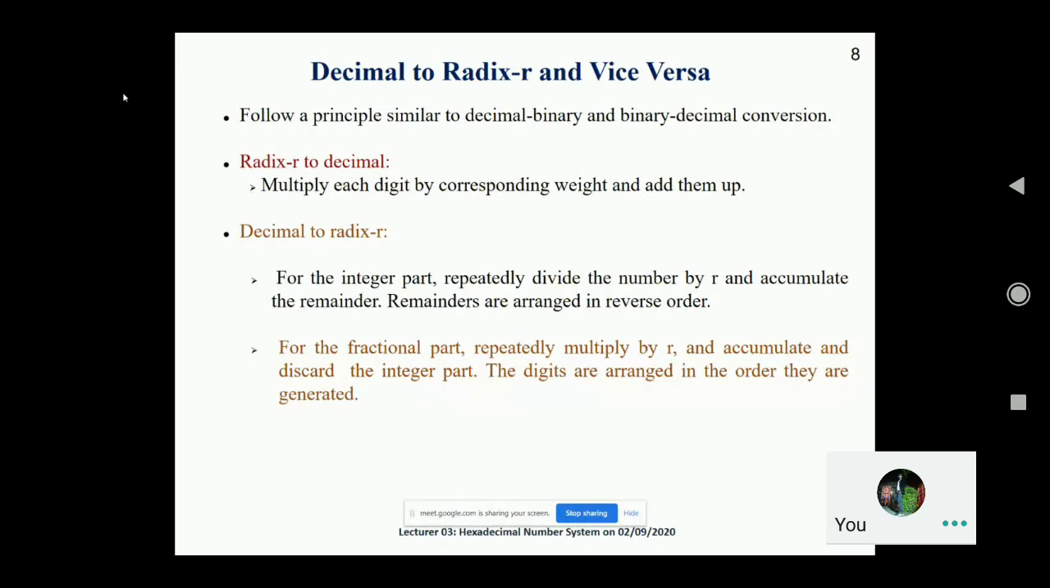Suppose we are using 16, then we multiply some particular number with 16. Again, we consider only the integer part. When we write the output, we consider only the integer parts, and we go in systematic sequence, not in reverse order. Are you getting my point? That way we can use the general form when converting decimal to radix R and vice versa.